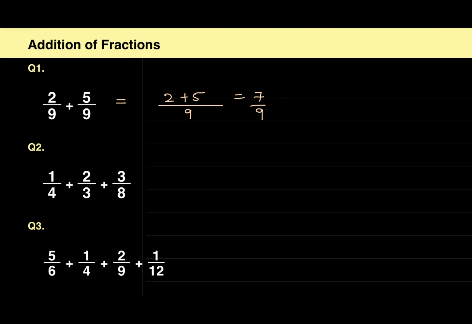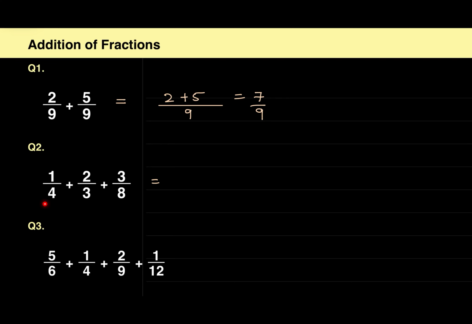That's it. So in addition, one thing you have to remember is you cannot add the denominators ever, never. Even if they are unlike, you cannot add 4 plus 3 plus 8. That is not what we do in addition of fractions. We will first convert into like fractions, and then I'll show you the next sum.